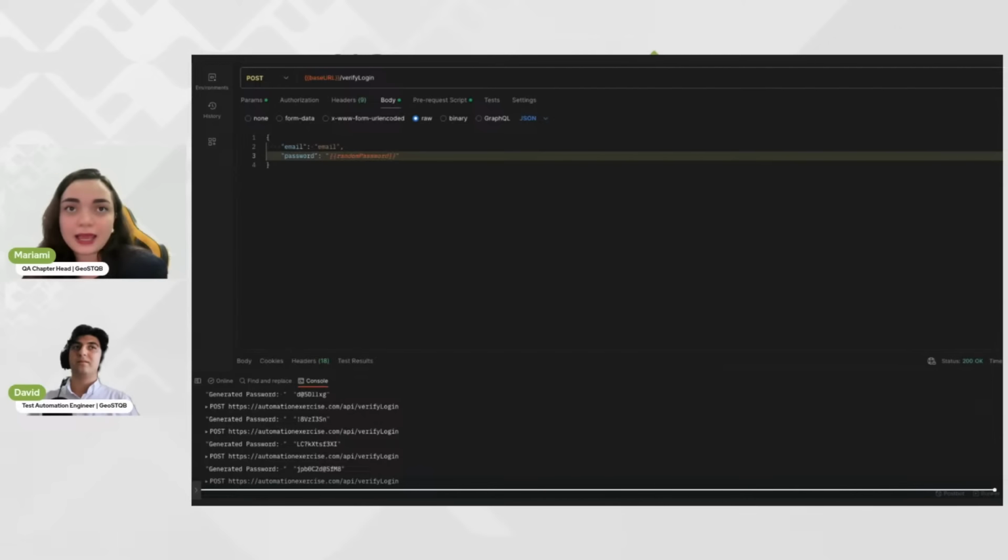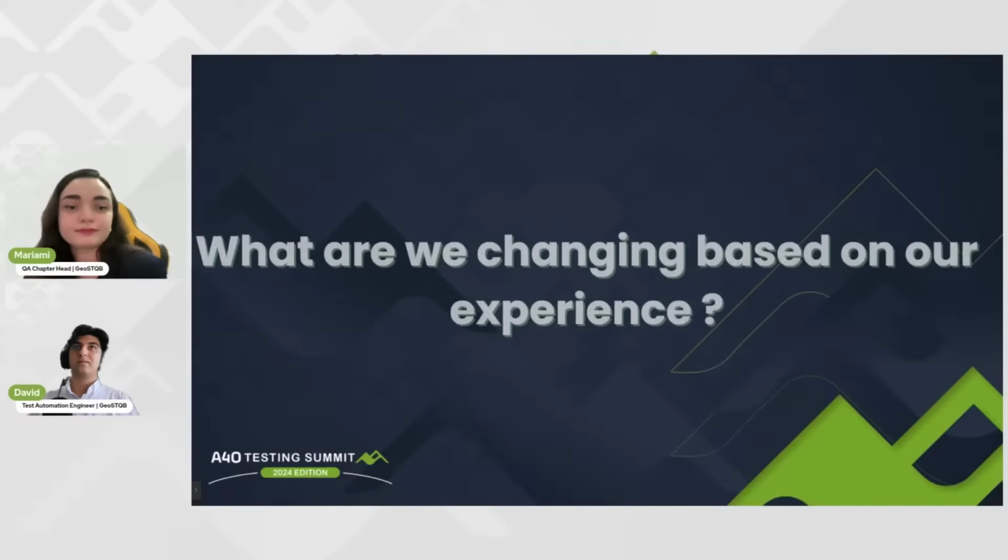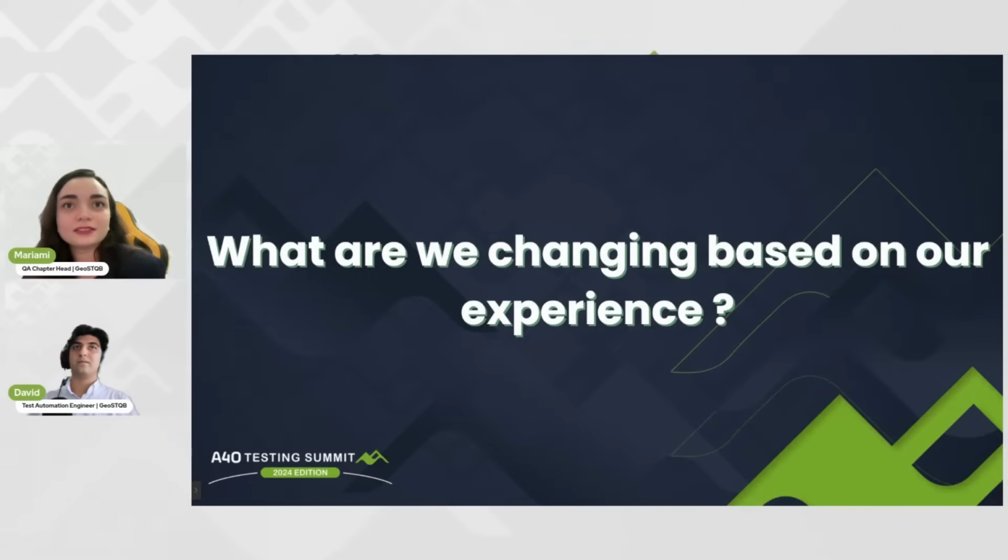So with this, I am answering the question that I have on the next slide about what are we changing based on our experience in this AI. This question by itself means that we don't use artificial intelligence tools and just fully trust what responses it is giving to us. We trust all the theories that we have learned.